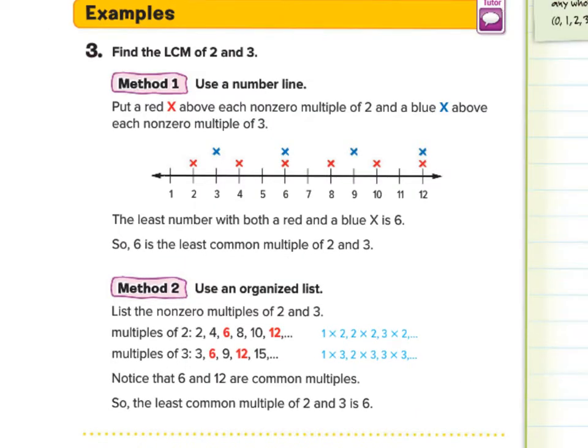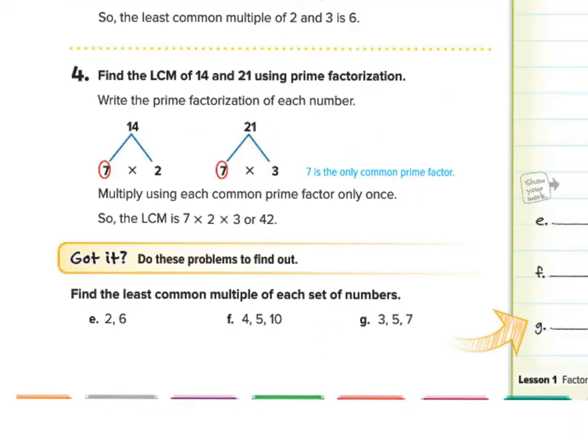Again, I encourage you to pause the video now and take a look at example 3 on how a number line is used to find the least common multiple, or method 2, using the multiples, listing them off. So please pause the video now and see what you gather from this, and then watch me do the examples. The same goes for 4.